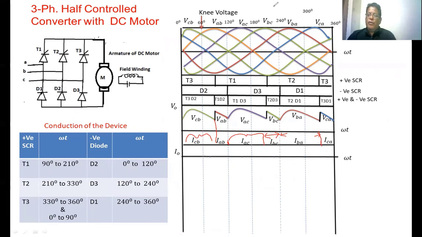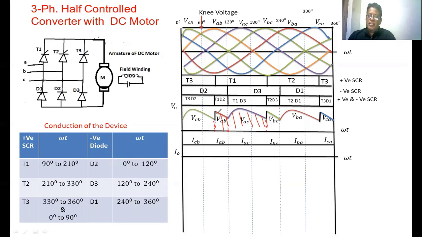Okay. Now we are going to find out the average output voltage. To find the average output voltage, we should know what the repeated waveform is. This is the waveform which is repeating. So we have to find out the area under this curve. First, you have to identify this time interval, again this time interval, again this time interval.